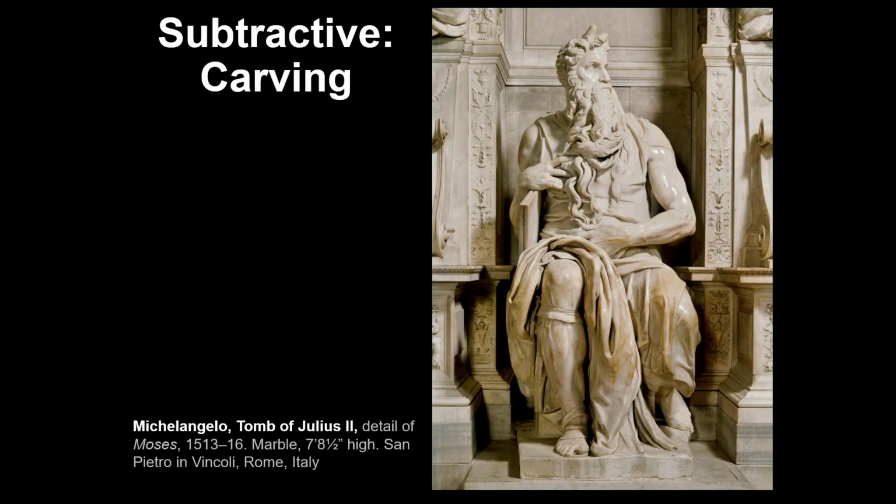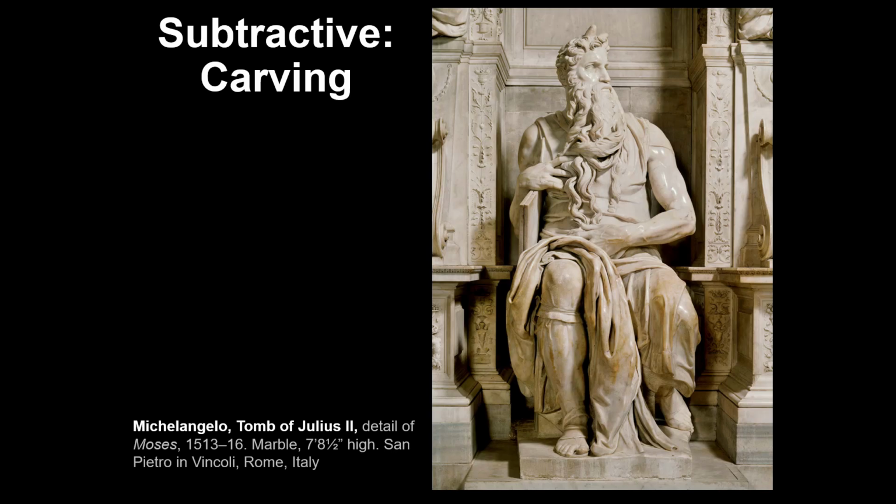This is an example of Moses from the tomb of Julius II, which ultimately was finished but on a much smaller scale. But this would have been carved in the same way that we saw the image of the bound slave figure, sort of from one side, revealing the contents within.